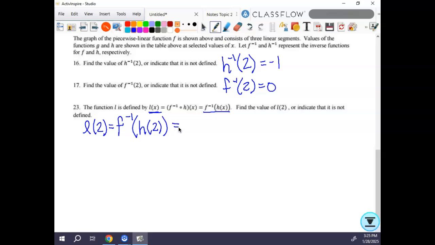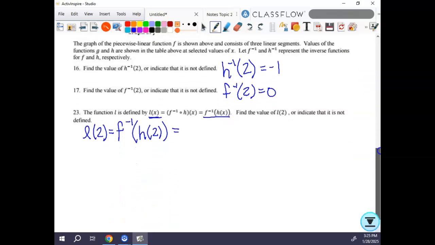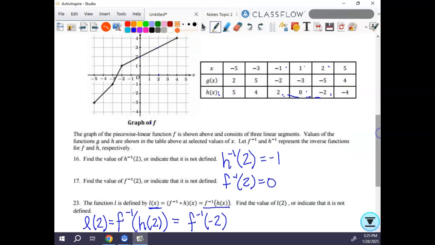So the first thing I want to find is H of 2. H of 2 is -2, which means now I need F inverse of -2. So I go and make sure I find F. Here's F. F of -2 is 1, but I want F inverse, so negative. Find the Y value. So F inverse of -2 is -4.